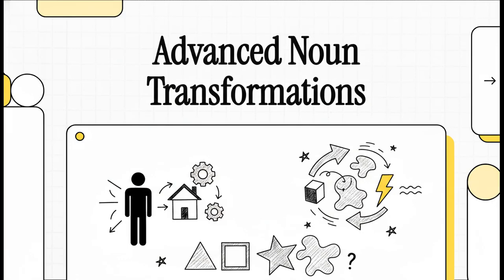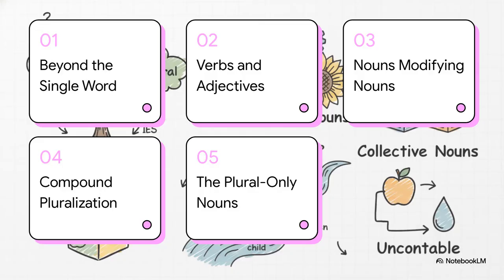Welcome to this explainer. Today, we're uncovering a bit of a secret about the English language. We usually think of nouns as static, kind of boring little words, just a person, a place, or a thing. But at the advanced level, it's a completely different story. Nouns aren't just static words, they are dynamic, shape-shifting tools that can literally transform your writing and how you construct your thoughts. Here's our roadmap for today.